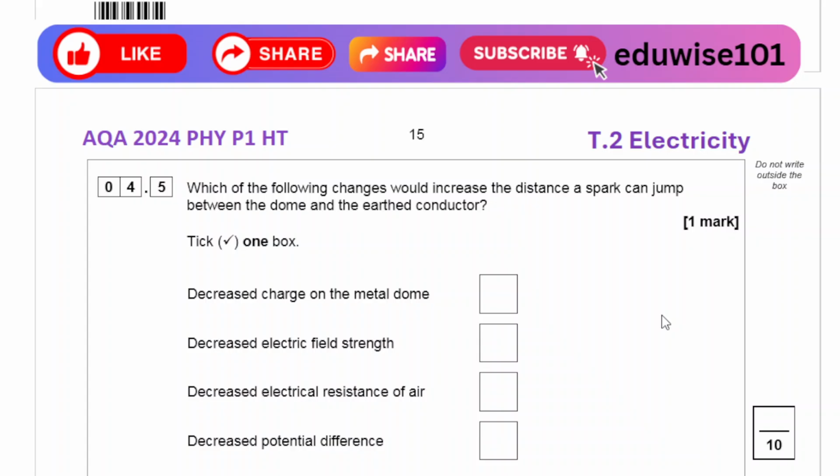Which of the following changes would increase the distance a spark can jump between the dome and the earth conductor? Decreased charge on the metal dome? No. Decreased electric field strength? No. Decreased electrical resistance of the air? Yes, if there's no air molecules in between, then the distance can actually change, for example in a vacuum. That brings us to the end of this question number 4, and I will see you in question number 5.